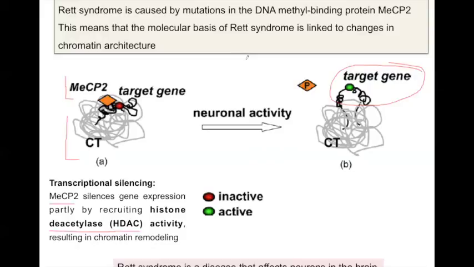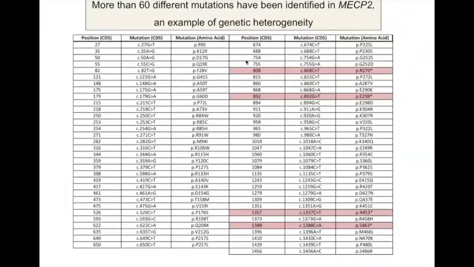You could imagine that the loss of MECP2 increases the number of genes that are turned on in the absence of neuronal activity. So it dysregulates critical neuronal pathways early in development. What this table here shows is the genetic heterogeneity of the MECP2 gene. We've already seen this before in cystic fibrosis.